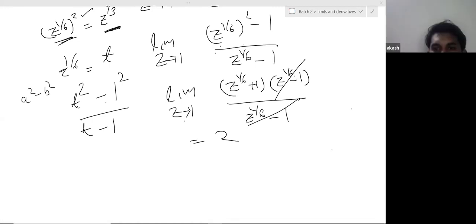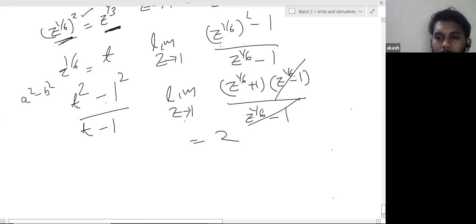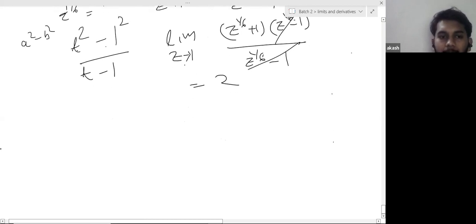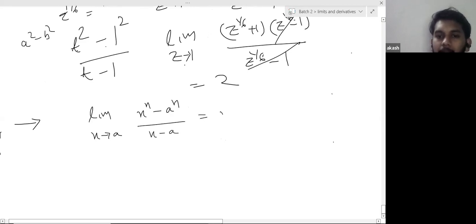All right. In the last class we did limits, the standard formulas, right? The first formula we saw was limit x tending to a of (x raised to the power n minus a raised to the power n) upon (x minus a) is equal to n into a raised to the power n minus 1. This was the first formula.